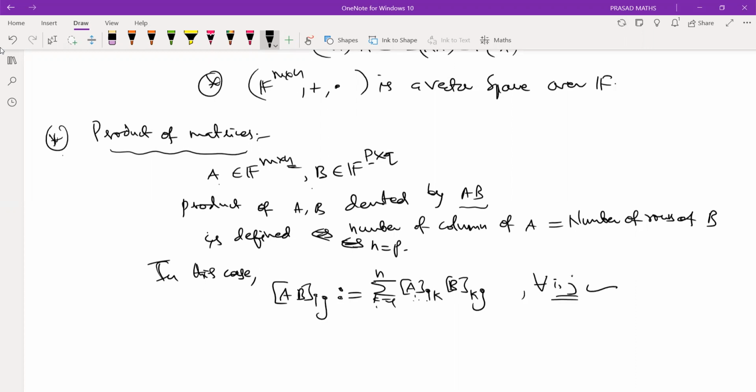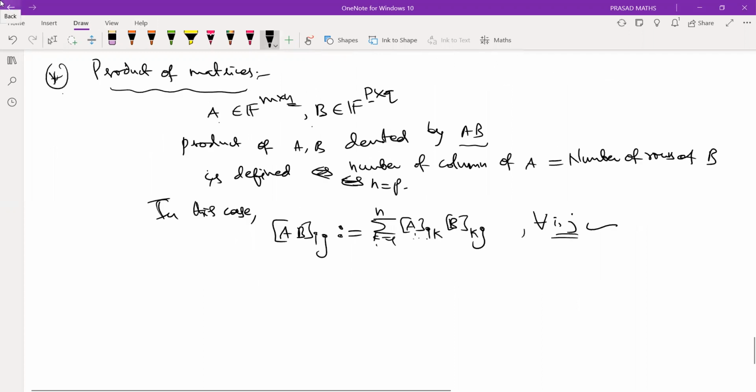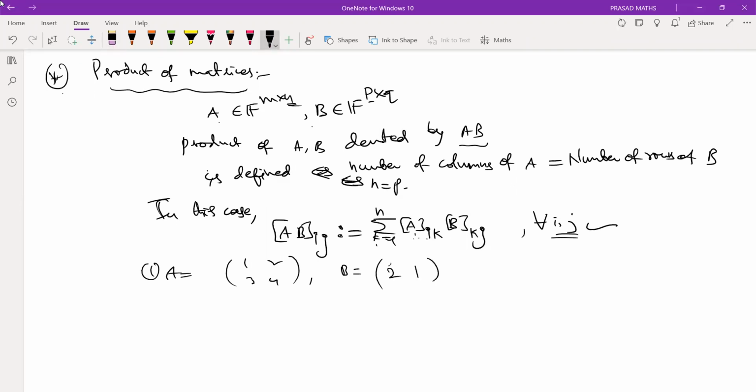In fact, i is running from 1 to m. So this is possible whenever the number of columns of the first matrix equals the number of rows of the second matrix. Suppose you take A equals 1, 2, 3, and B equals 2, 2, 1, sorry, 2, 1. So this is a 2 by 2 matrix and this is a 1 by 2 matrix. Therefore, A into B is not defined.